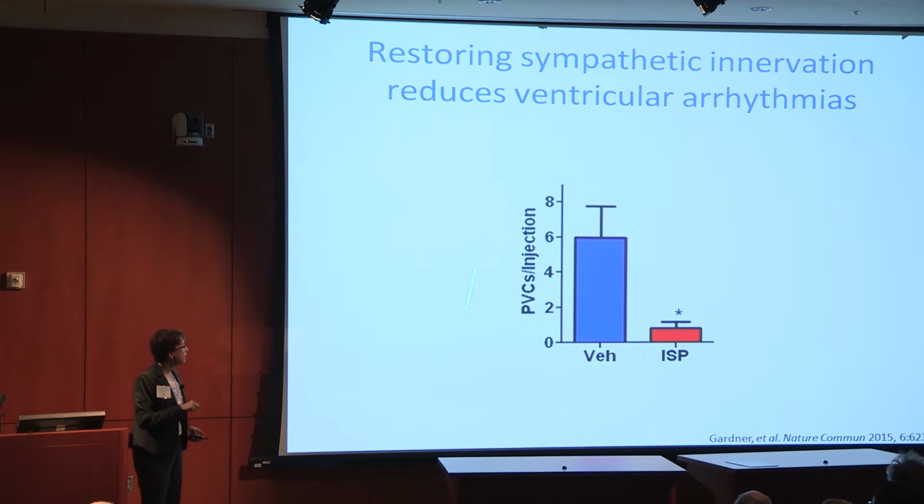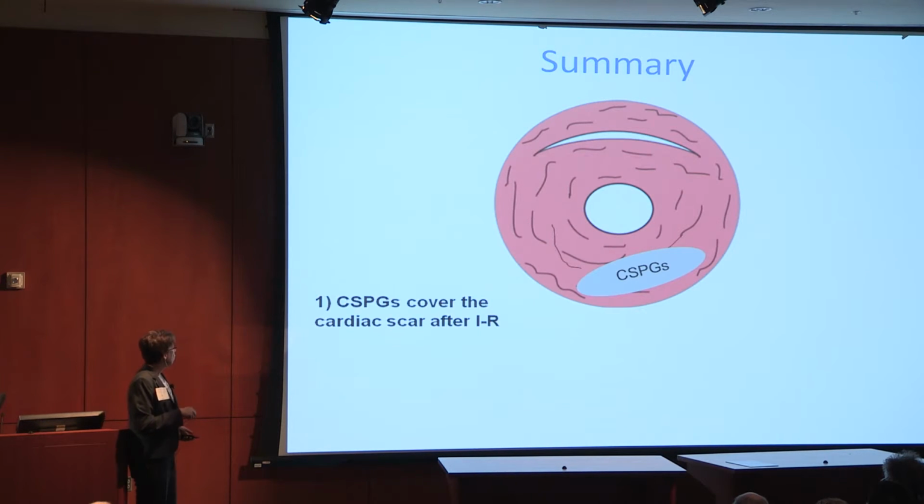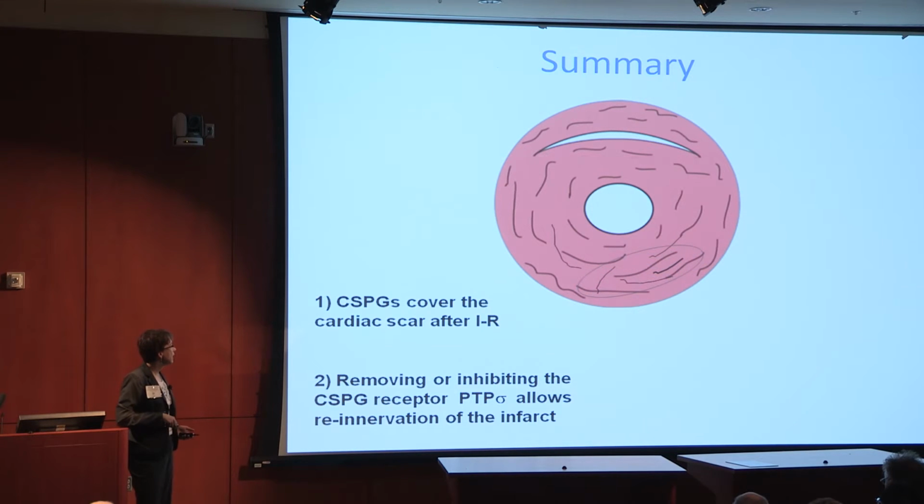So when we challenged these animals with isoproterenol and counted PVCs, again, we got basically the same kind of response we see in a sham animal. And we have not injected anything into these animals until 3 days after the injury. So the infarct size is identical. And so for this part of things, chondroitin sulfate proteoglycans cover the cardiac scar after ischemia reperfusion, but not ischemia.